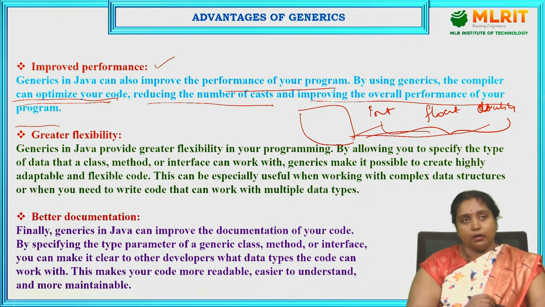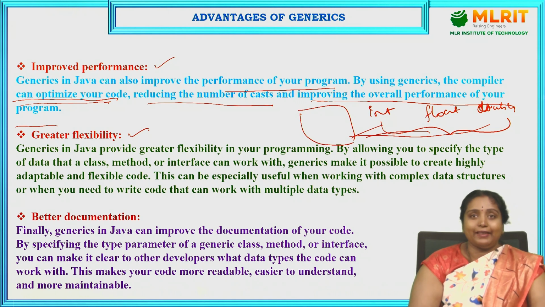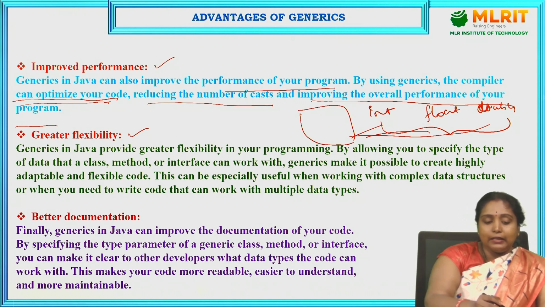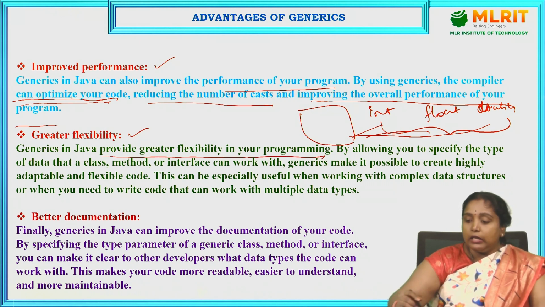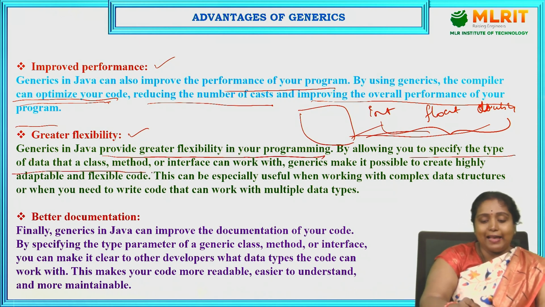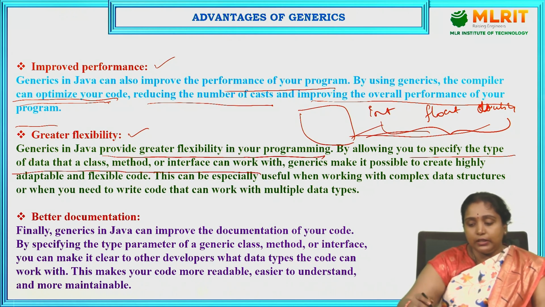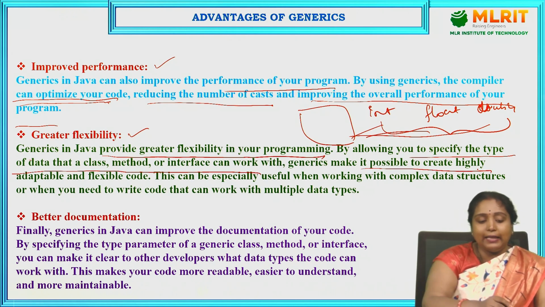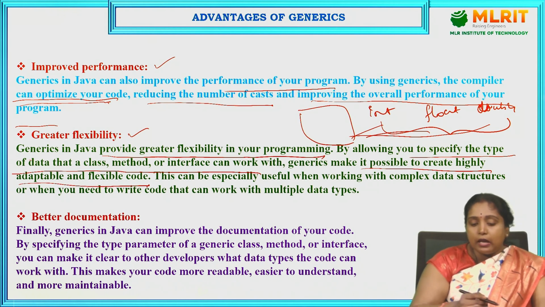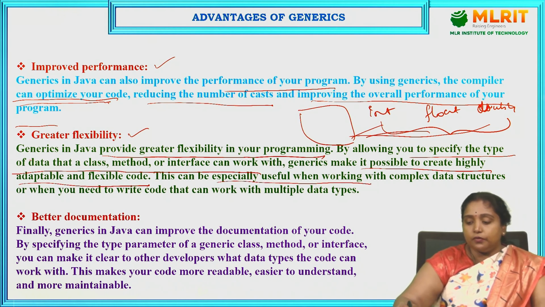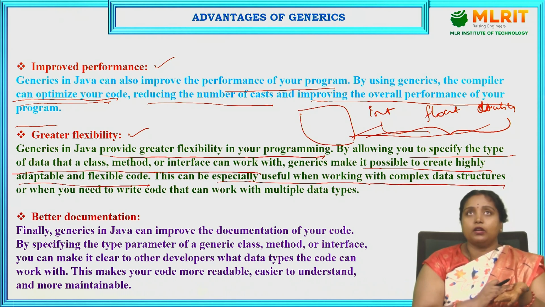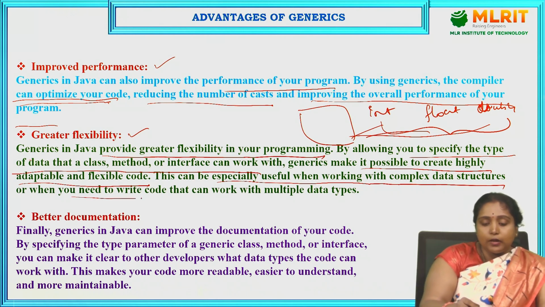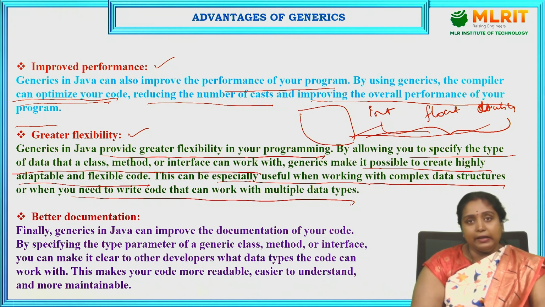And the next one is greater flexibility. So you can say generics in Java provide greater flexibility in your programming by allowing you to specify the type of data that a class, method or interface can work with. It makes it possible to create highly adaptable and flexible code. This is especially useful when working on complex data structures like linked lists, queues or stacks that could be worked on efficiently, and when you need to write code that could work with multiple data types.